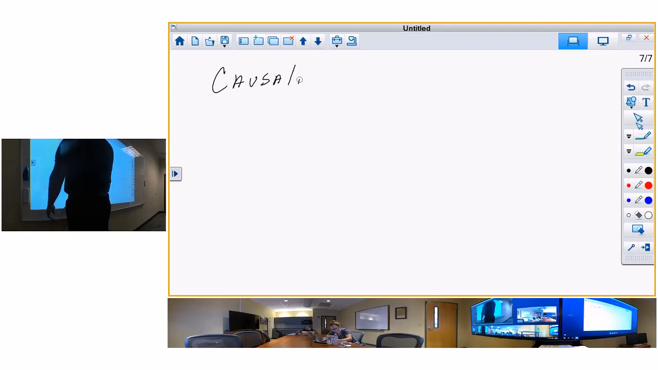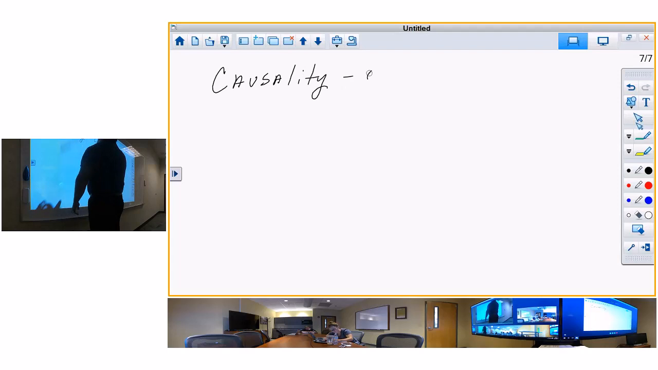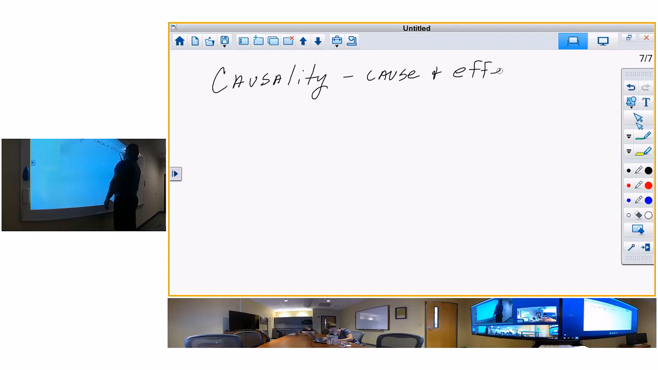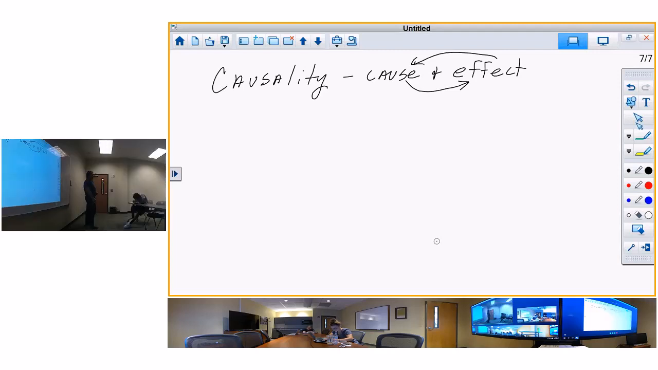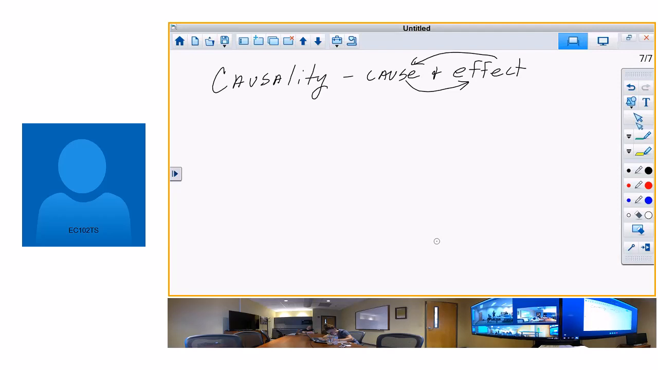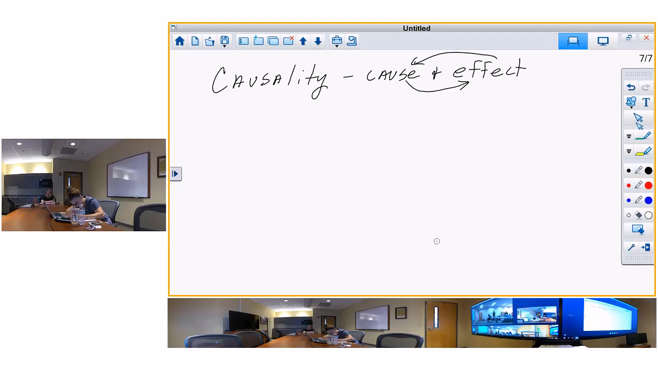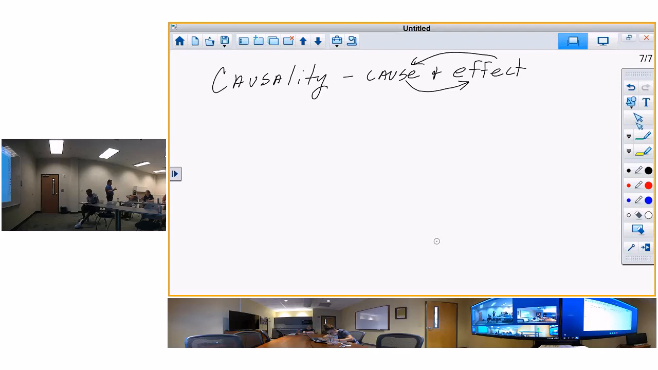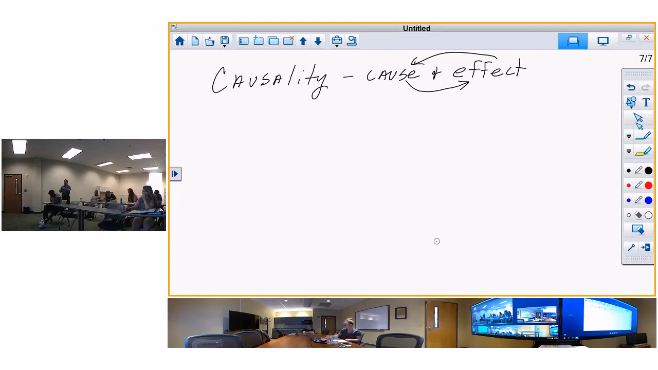Causality. I hope I spell this right. Causality. Cause and effect. Now, what does that mean? That means that this has to do with this and this has to do with that. What if I told you that the number of suicides in California goes up with the number of Nicolas Cage movies played at 7 o'clock in the afternoon? Okay, does it have correlation or does it have causality? Correlation. Causality is when one has to do with the other.